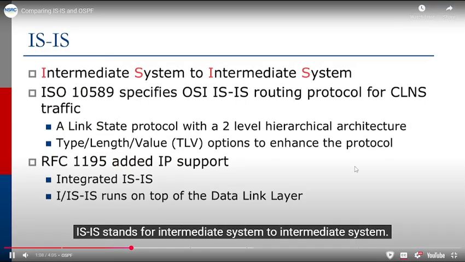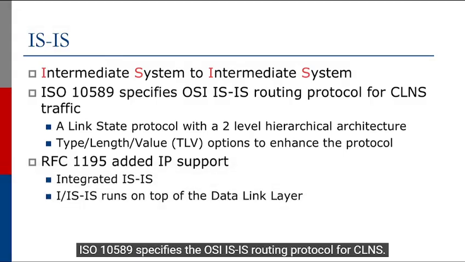ISIS stands for Intermediate System to Intermediate System. ISO 10589 specifies the ISIS routing protocol for CLNS, a link state protocol with a 2-level hierarchical architecture, and it has type length value options to enhance the protocol. RFC 1195 added IP support, and we call this Integrated ISIS. Integrated ISIS runs on top of the data link layer.